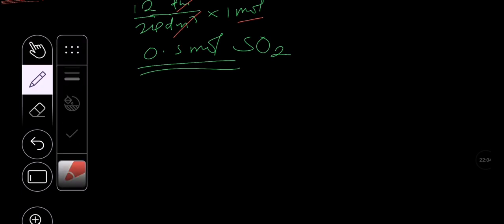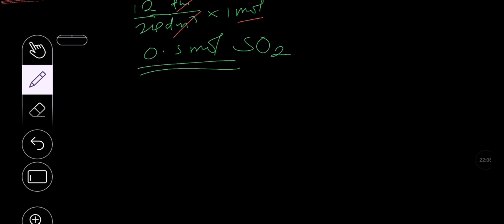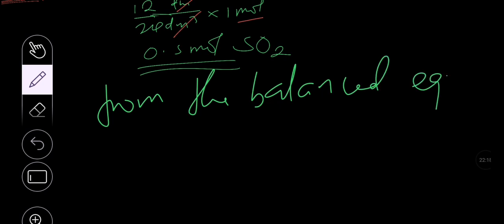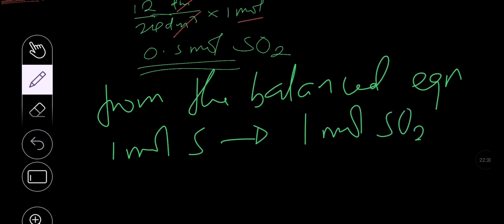So if you are writing an exam or something, you're going to go step by step. You say from the balanced equation, we know, or we've seen, that one mole of sulfur is giving us one mole of sulfur dioxide.